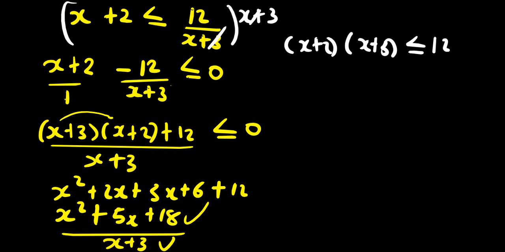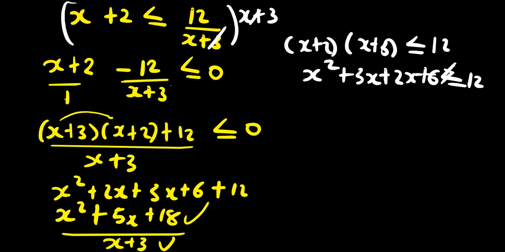Then you solve what is in the brackets. When you solve what was in the brackets, we got x squared plus 3x, plus 2x plus 6, this whole expression less than or equal to 12. Then x squared, plus we are going to have 5x plus 6. This whole expression is less than or equal to 12.